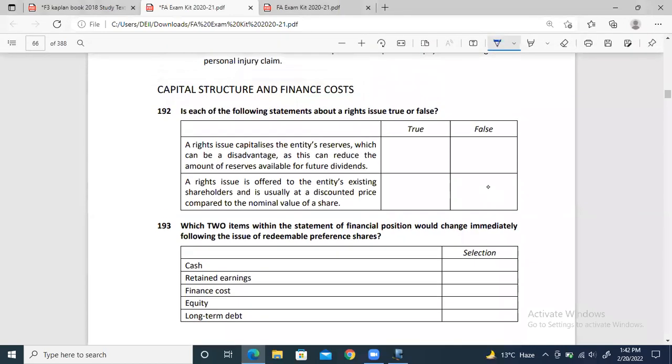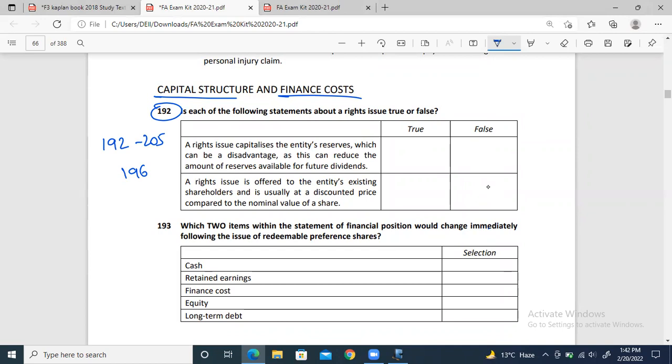So we'll do first 192. As you can see, capital structure and finance cost. The questions are starting from here. I think they are from 192 till 205, right? So I'll just do the questions till I think 196, right? So 4 to 5 questions we'll look at in this, and the remaining 8, 9 questions you can try, and let me know if there is any issue that you're having.